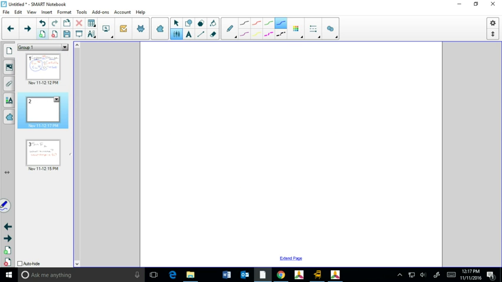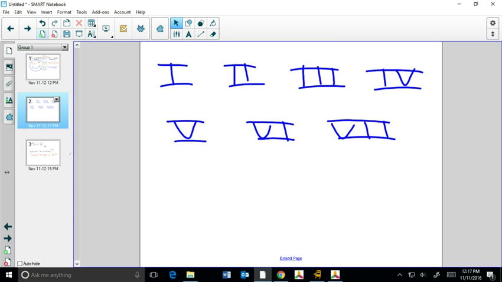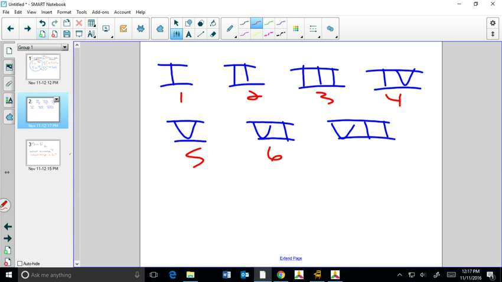If you don't know what they are, this is 1, 2, 3, 4. You put the 1 in front of the V. 5, 6, the 1 goes after the V. And 7. That's about all that we ever really use in chemistry. 1, 2, 3, 4, 5, 6, 7.